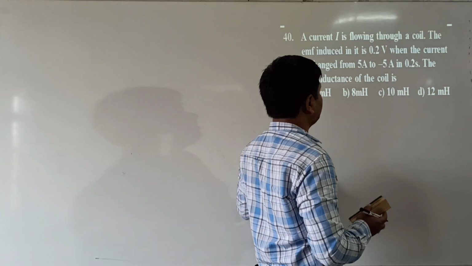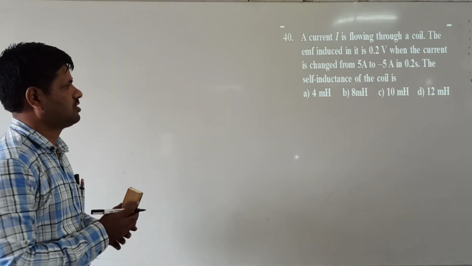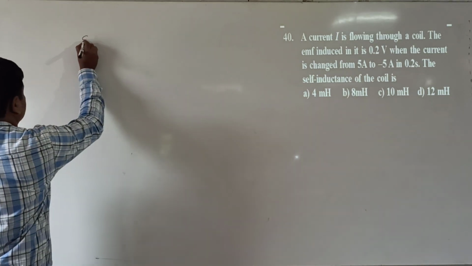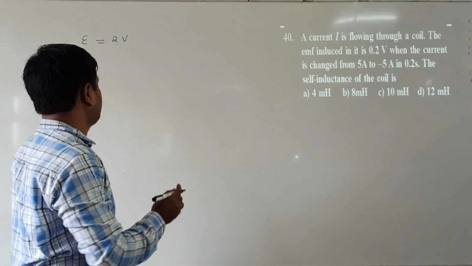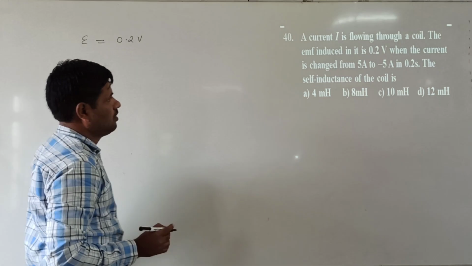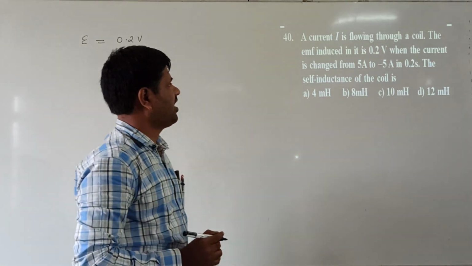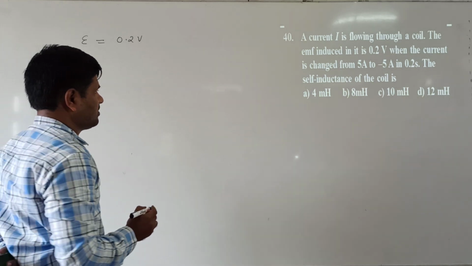A current I is going to the coil. The EMF induced in it is 0.2 volts. Epsilon is equal to 0.2 volts. Now, the current is changing from 5 amperes to minus 5 amperes in 0.2 seconds.